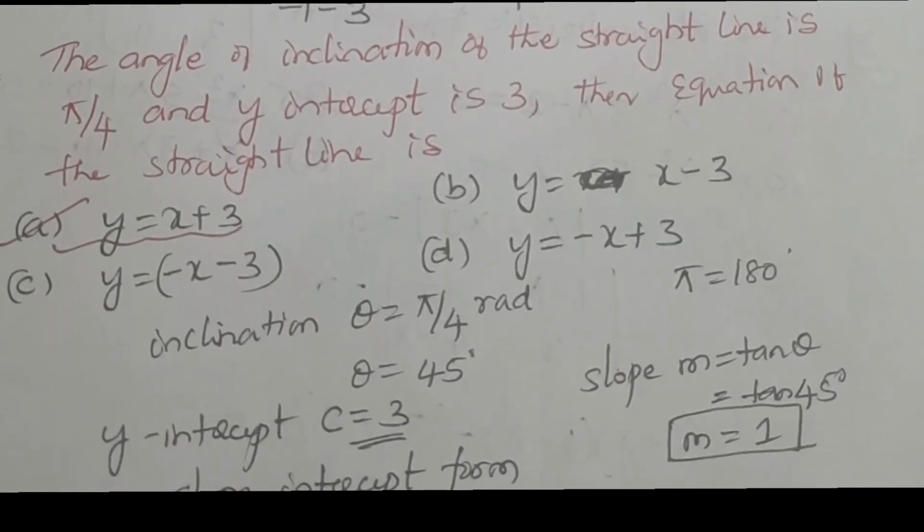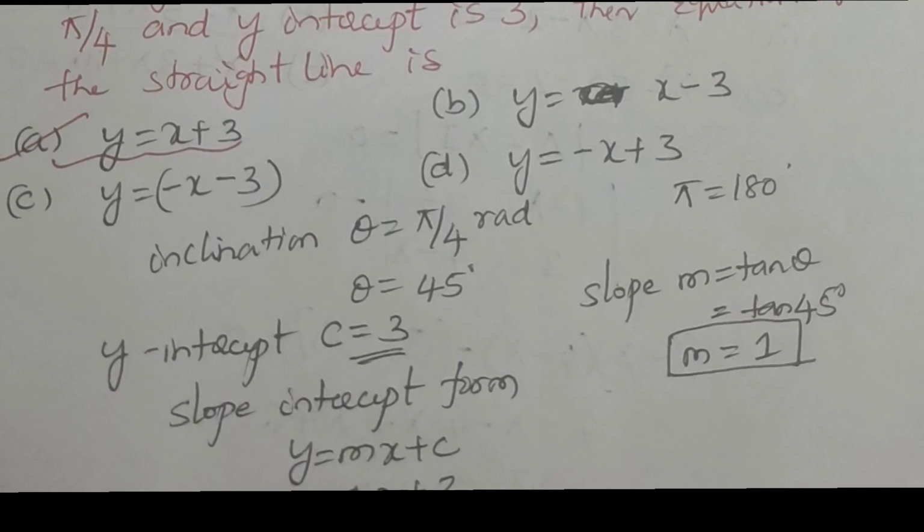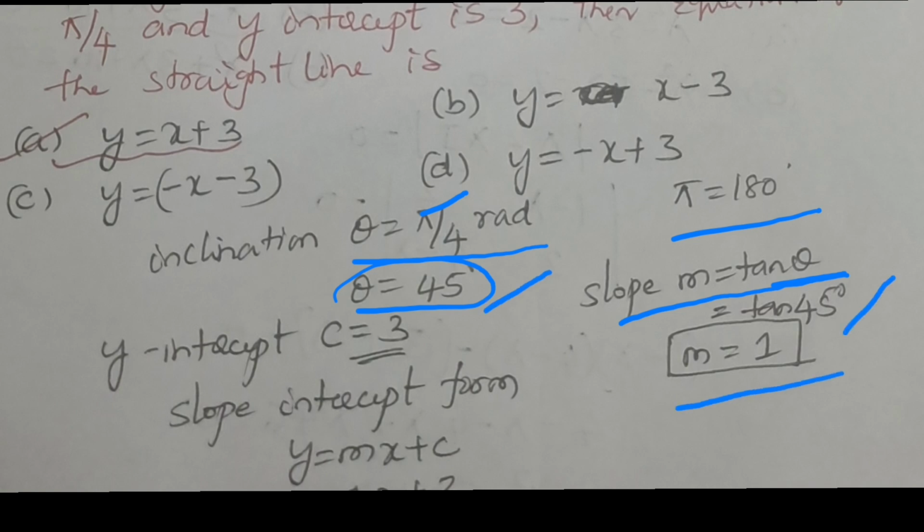Next question, the angle of inclination of a straight line is pi by 4 and the y-intercept is 3. Then we need to find the equation of the straight line. Here they gave 3 options. The answer is option A, y is equal to x plus 3. We'll see how to do it. Inclination in radians is given, theta is equal to pi by 4 radian, pi is equal to 180 degree. Substituting, you will get theta is equal to 45 degree. We should know the slope formula: slope m is equal to tan theta. Substitute the theta value here, tan 45. Tan 45 is equal to 1.